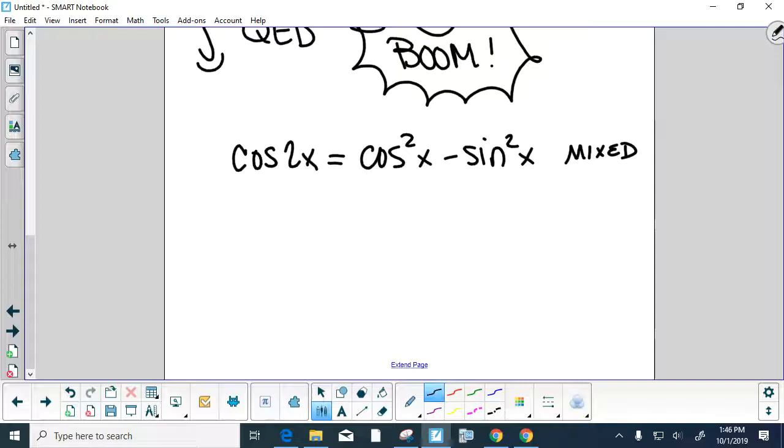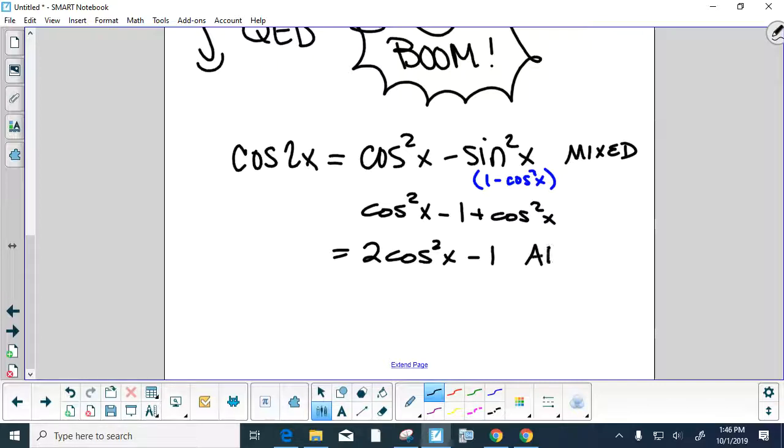There's an all cosine version, which means, what am I going to do? I'm going to substitute in here for sine squared and make this 1 minus cosine squared. When I do that, I get cosine squared x minus 1 plus cosine squared x, which is 2 cosine squared x minus 1. I call this the all cosine version of the double angle. Why is it the all cosine version? Because it has only cosine in it.